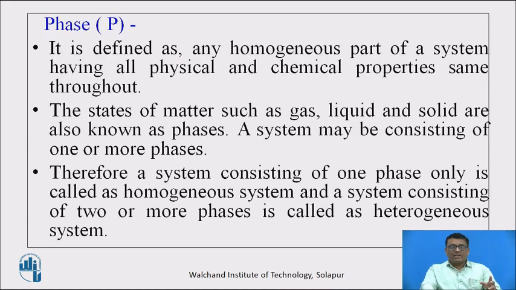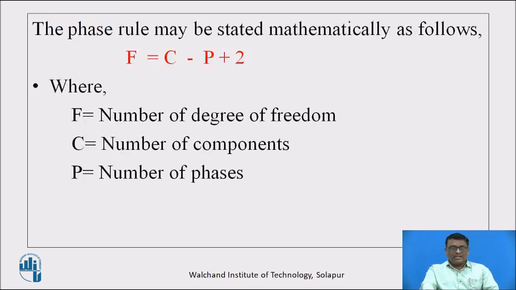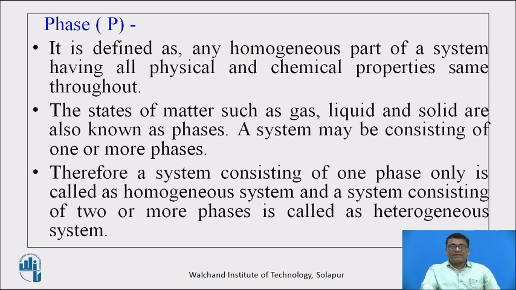Now we will see the terms involved in the phase rule equation. Just now we have observed the phase rule equation, that is F = C - P + 2, where F indicates the number of degrees of freedom, C indicates the number of components, and P indicates the number of phases. What do you mean by phase? It is defined as any homogeneous part of a system having all physical and chemical properties the same throughout. The states of matter such as gas, liquid, and solid are also known as phases.